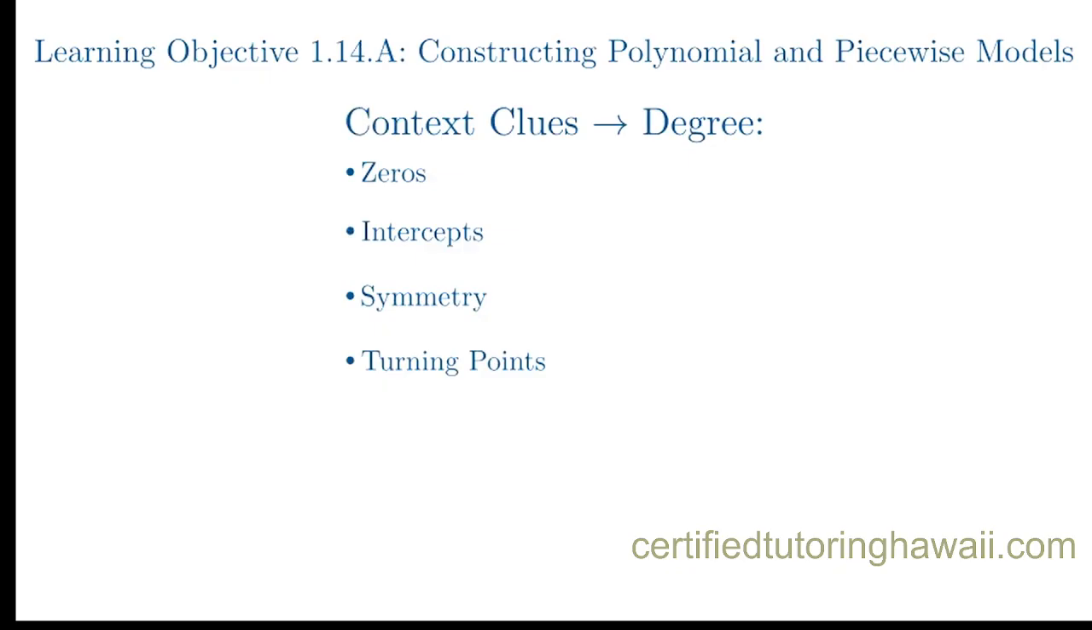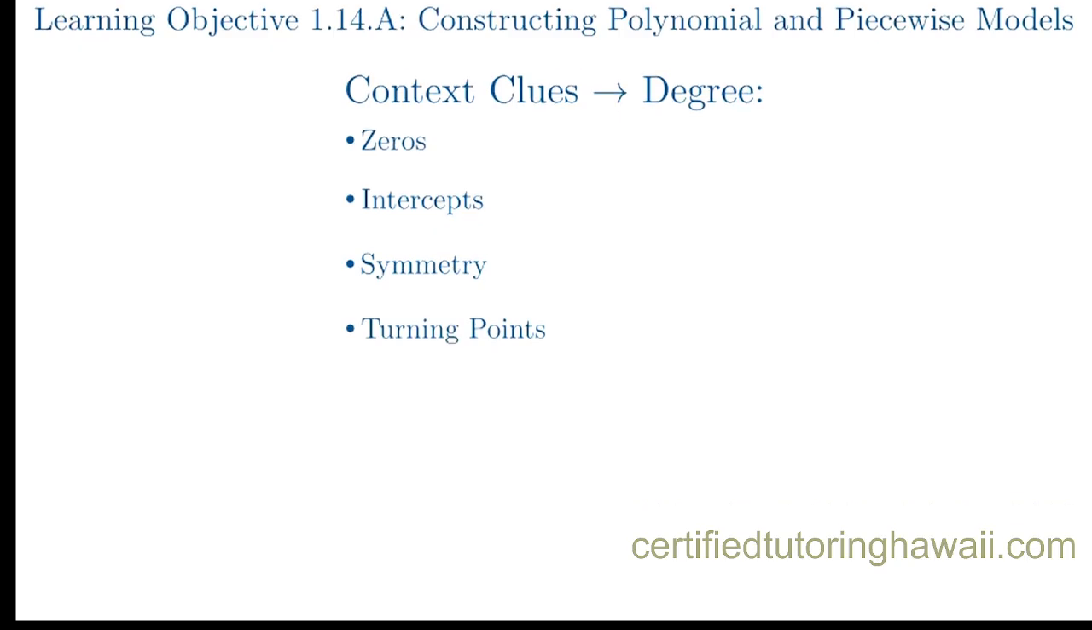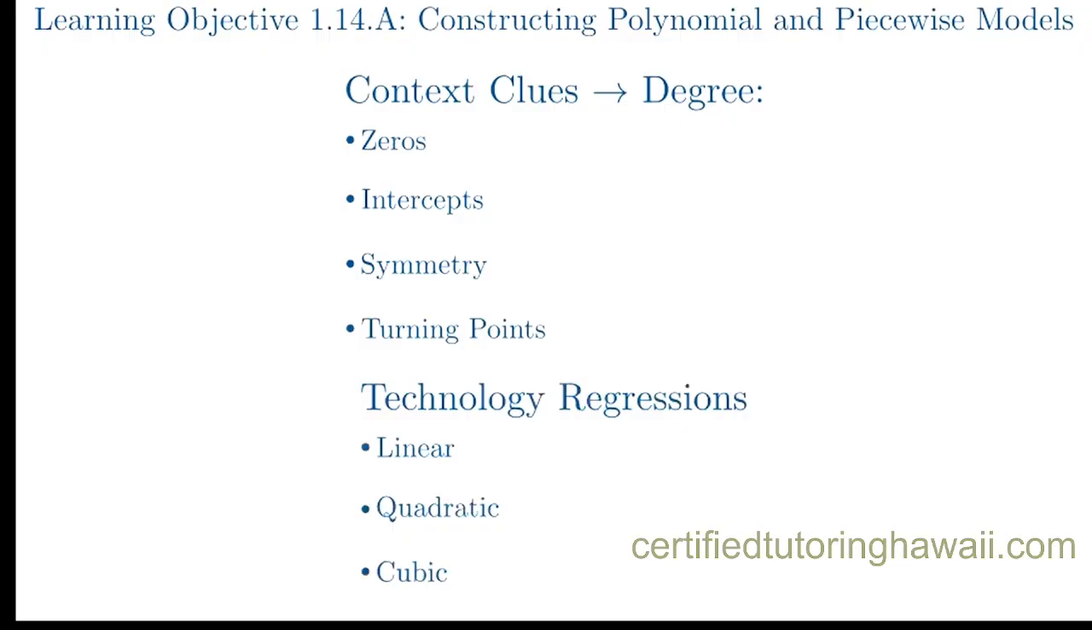Second, if the situation is a transformation of a parent function, like a parabola that's been stretched and moved, we can construct the model using those transformations. Third, we can use technology like graphing calculators to perform regressions on datasets, which fits a polynomial curve to the data. We'll check the regression residuals to see how good the fit is. This is a powerful tool when you have real-world data points and need to find a function that best represents them.